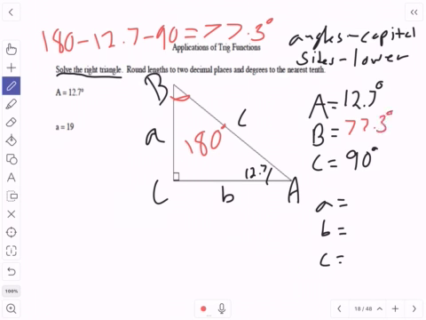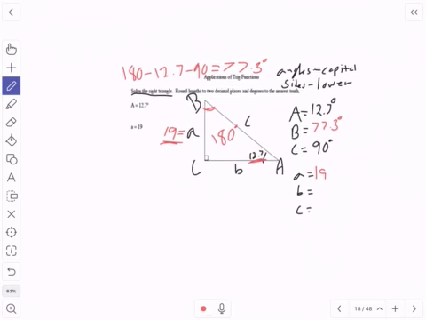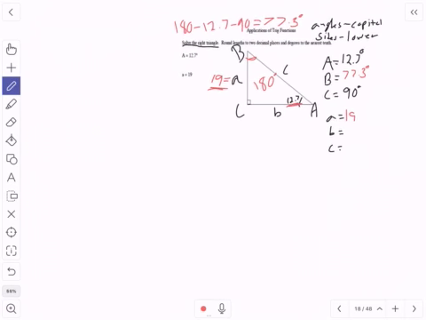Now, let's look for sides a, b, and c. To find sides a, b, and c, what we're going to do is trigonometry. Now, we know side a. Side a is 19. That's easy because that was given to us. To find side b, we're going to look at either using cosine, sine, or tangent. Now, what trig function involves the angle, the opposite side, and the adjacent? I'll let you think about that.